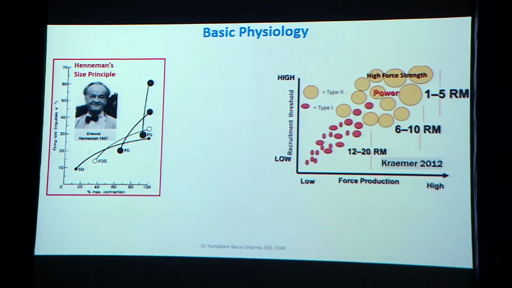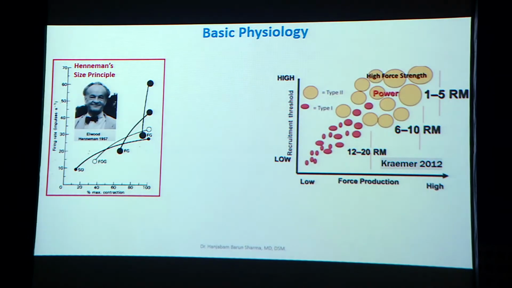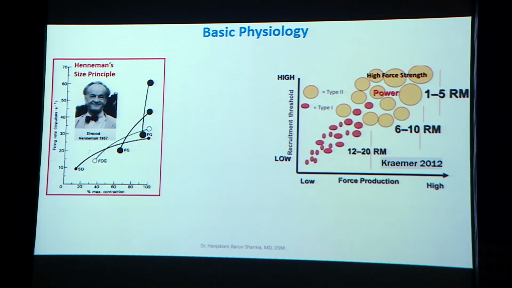This is the Henneman principle, which everyone must know: the principle of orderly recruitment. There are different types of fibers. When you increase the load, incremental increases happen in recruitment, and ultimately it goes into the type 2 fibers.